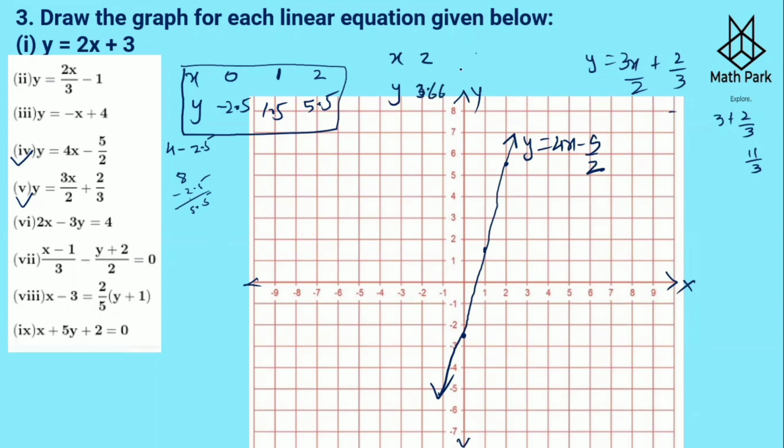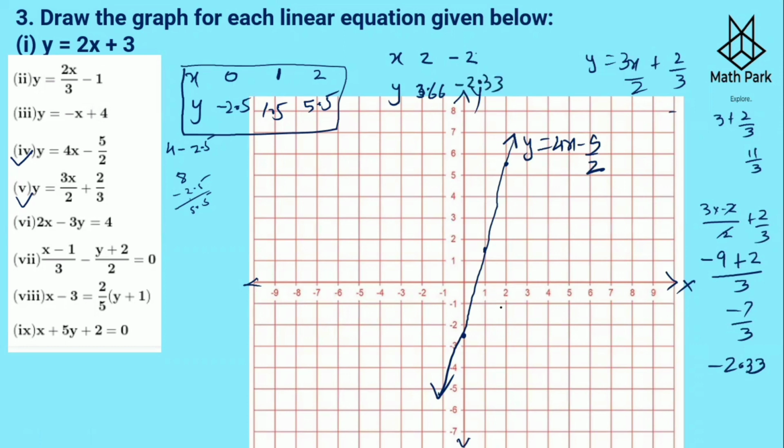Let us take x is equal to minus 2. So if I take minus 2, 3 times minus 2 upon 2, and this is plus 2 by 3. So this is minus 3, so minus 9 plus 2 upon 3. Minus 9 plus 2 is minus 7 by 3, and minus 7 by 3, we get this as minus 2.33. So if I put x is equal to minus 2, I'm getting minus 2.33.